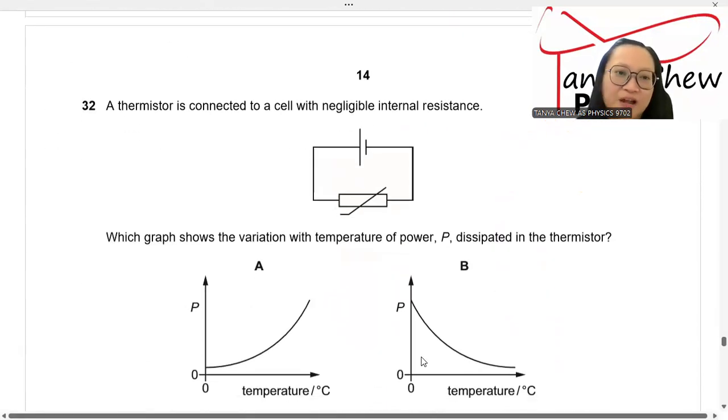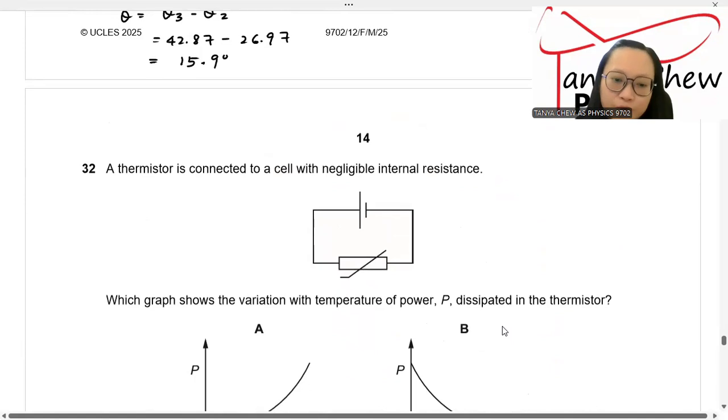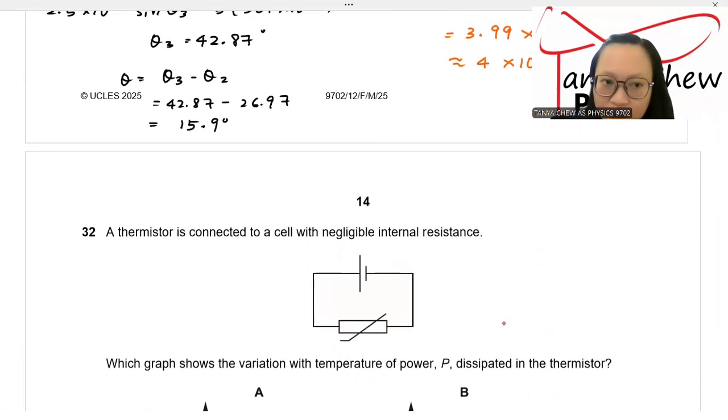Number 32. A thermistor is connected to a cell with negligible internal resistance. Which graph shows the variation with temperature of power P dissipated in the thermistor? Right, so you have to know that for a thermistor, when the temperature increases, the resistance of the thermistor would decrease.